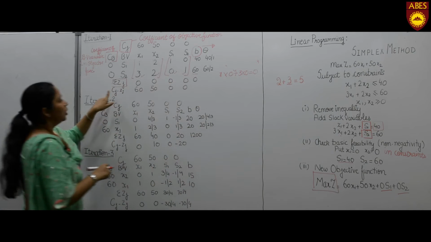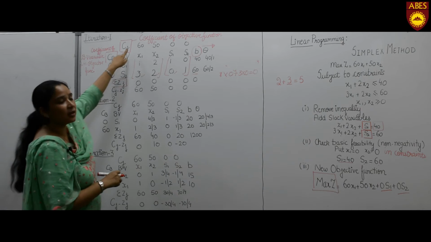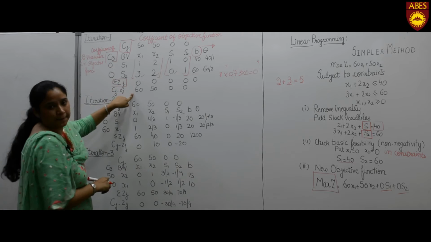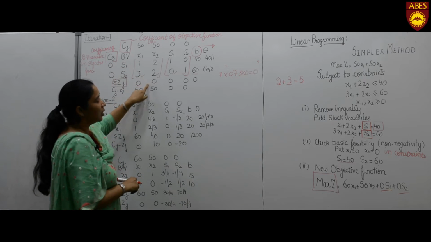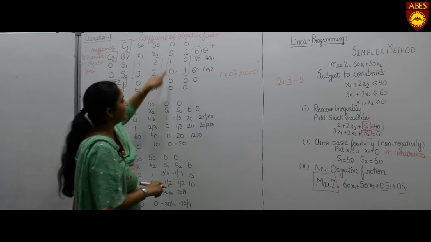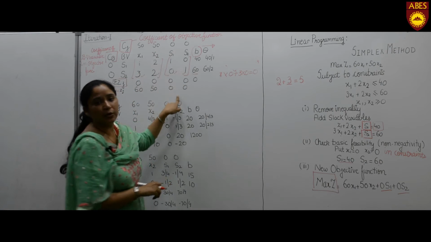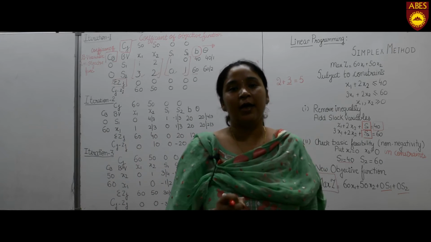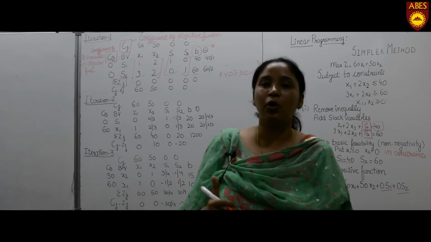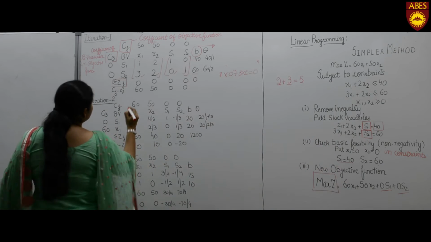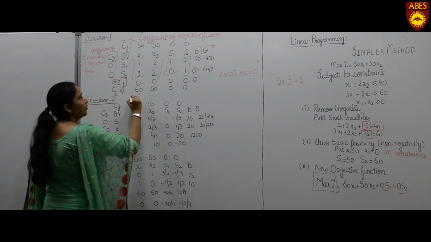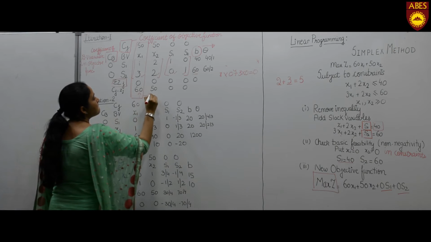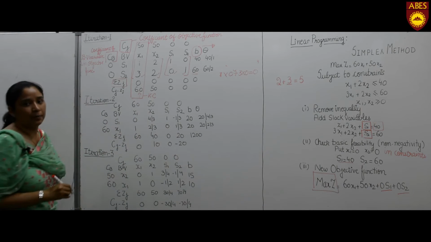Now Cj minus Zj. Since this is the value of Cj, 60 minus 0 is 60, 50 minus 0 is 50, 0 minus 0 is 0, and 0 minus 0 is 0. Now the column which gives us the maximum number has scope for improvement, so we will go for that column. Here 60 is the maximum number. This is our key column.